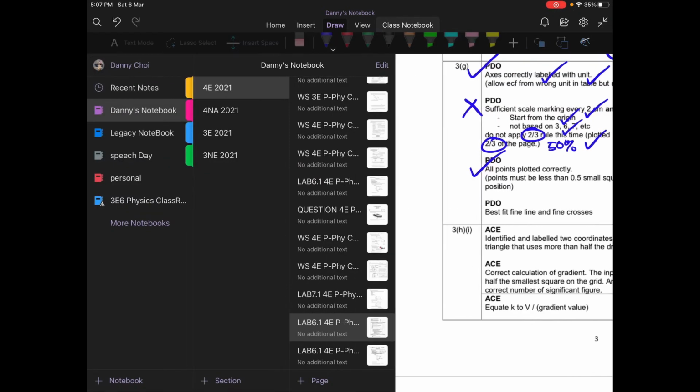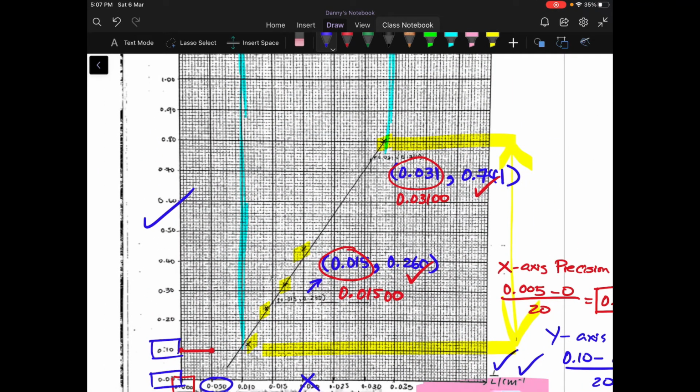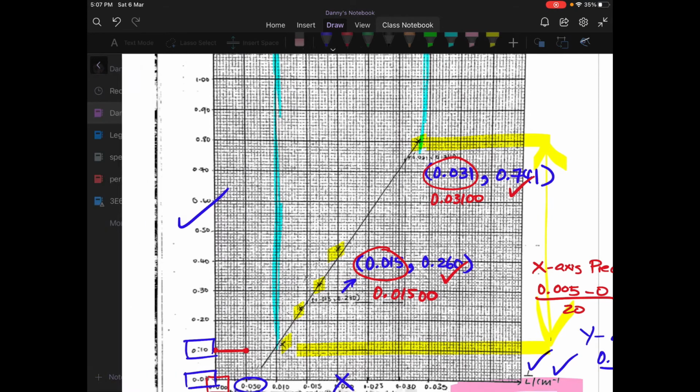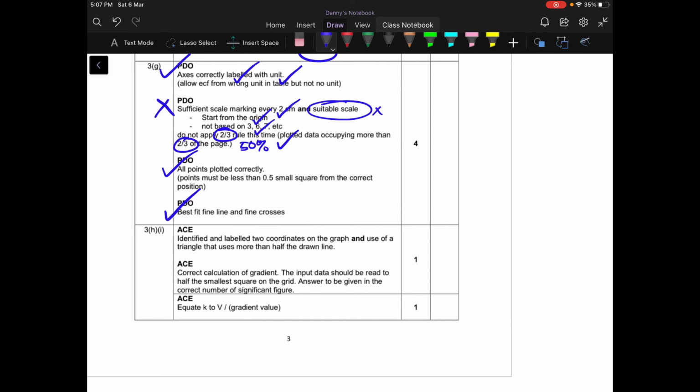Best fit line, definitely. If you look at her line, it is very nice. Okay, there's positive error, negative error. It passes through as many points as possible. There's no better way to draw it. So as a result, this one she will get. So she will get about 3 marks.